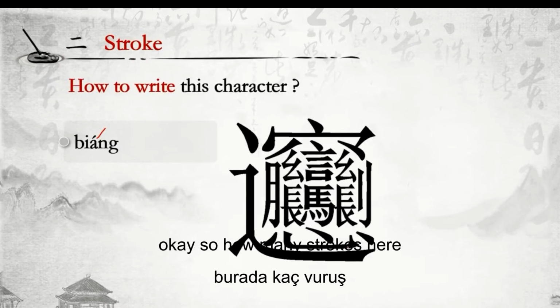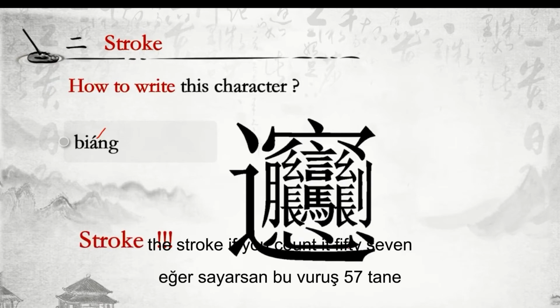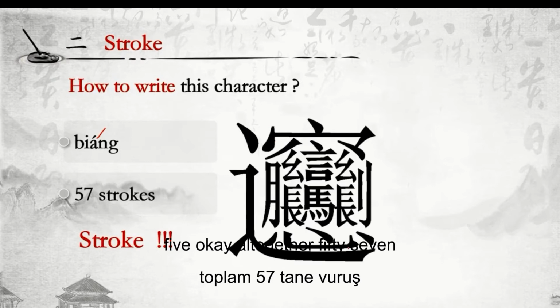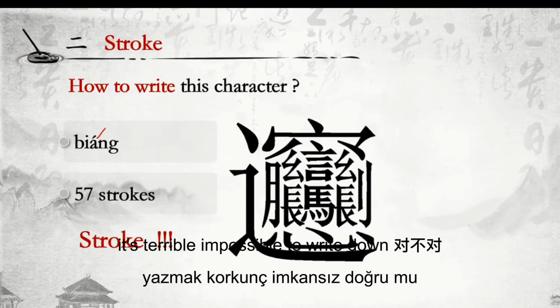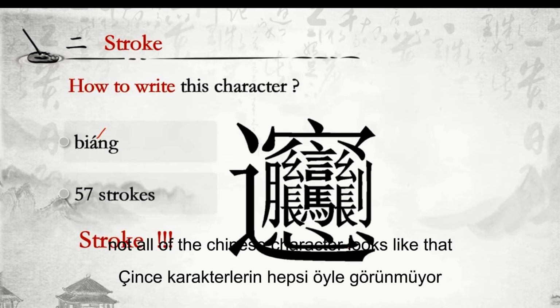Okay, so how many strokes here? How to write this character? How many strokes here? The strokes, if you count, 57, like 1, 2, 3, 4, 5, okay, altogether 57. It's terrible, impossible to write that, 对不对? But we are lucky because not all Chinese characters look like that.